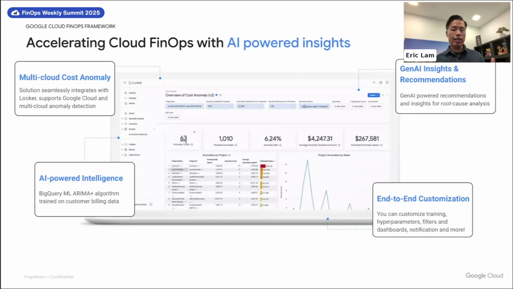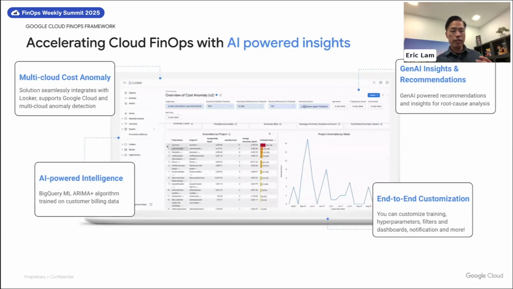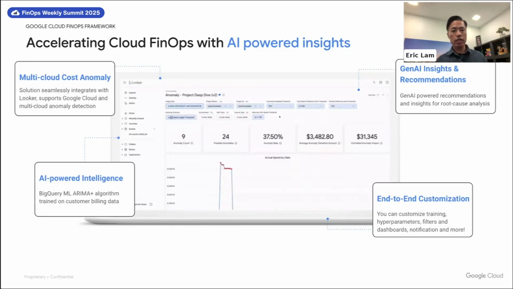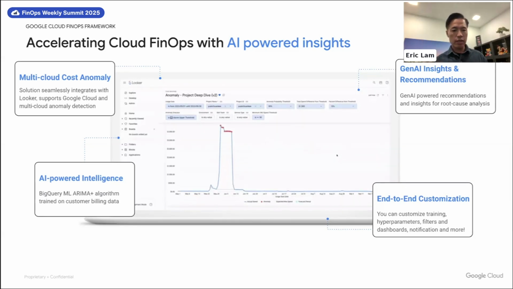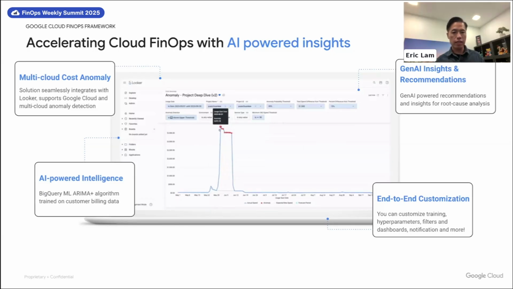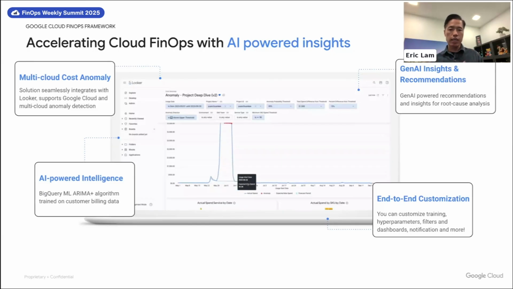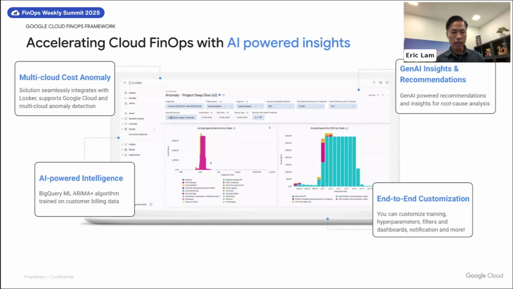The other part of this anomaly solution is that not only do we feed the machine learning model to identify which services and SKUs have cost anomalies, the reason why we introduced Gemini is that it can then create recommendations. Once you identify the root cause, how should I go about fixing it? So a recommendation to fix the anomaly is very important, and that's where the Gen AI insights come in.